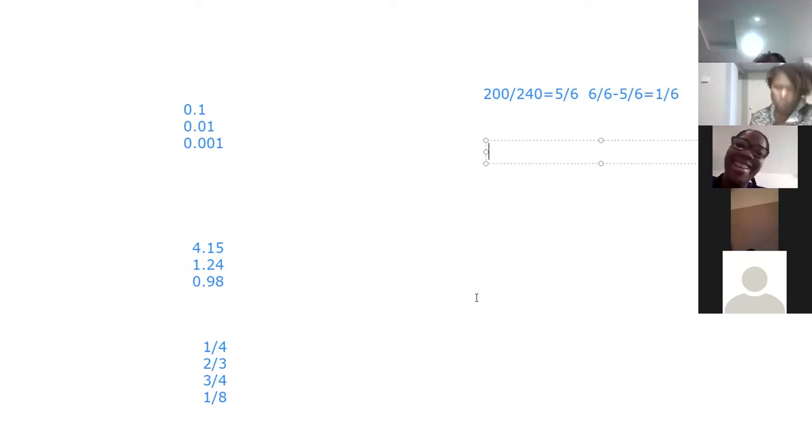The client was given a 16-ounce container of water to drink throughout the day. The client drank 7/8 of the container. How many ounces did the client drink? So 7/8 of 16 is 14 ounces. Very good.